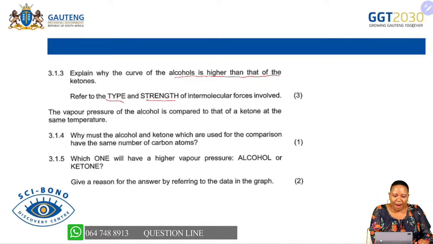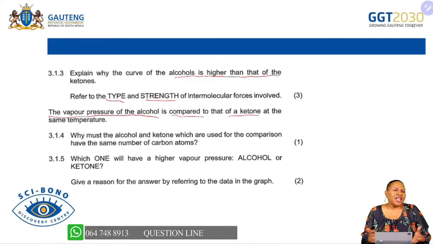Now, the vapor pressure of alcohol compared to that of ketones. Immediately when we have concluded that alcohols have a higher boiling point, we already know that alcohols will have a lower vapor pressure. If we were comparing it with the ketones, it means the ketones will have a higher vapor pressure as compared to alcohols.